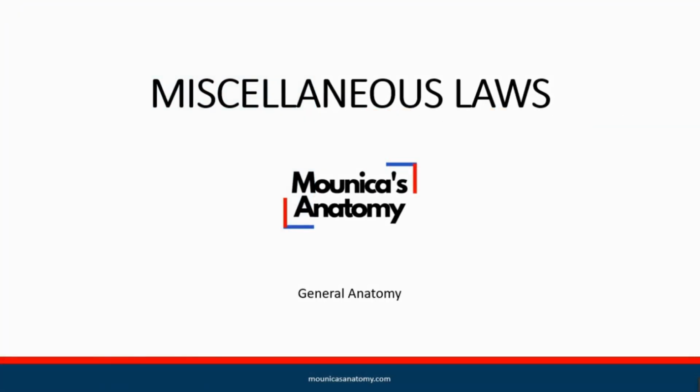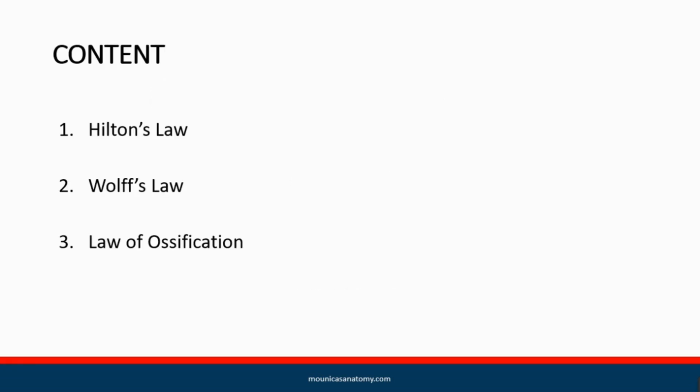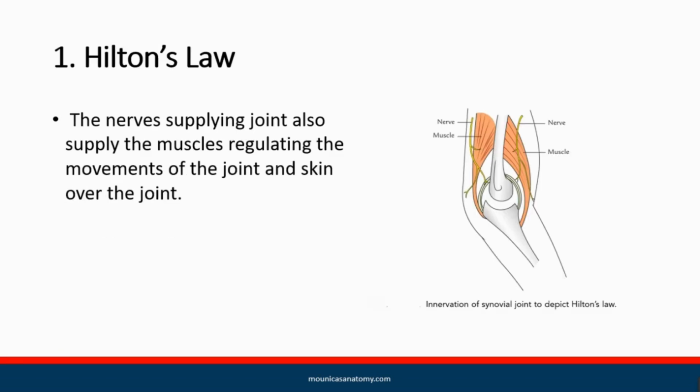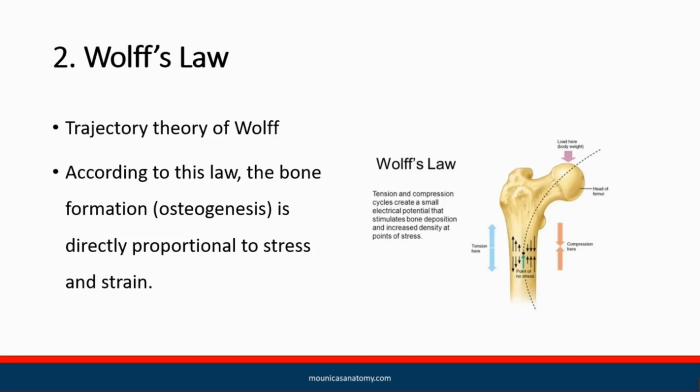Topic is miscellaneous laws. We will study Hilton's law, Wolff's law, law of ossification. According to Hilton's law, the nerves supplying the joint also supply the muscles that regulate the movements of this joint and also the skin that is present over this joint. Wolff's law, also called trajectory theory of Wolff. According to this law, the bone formation or osteogenesis is directly proportional to the stress and strain applied.